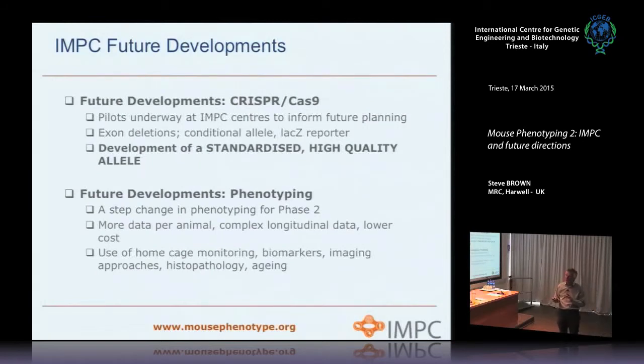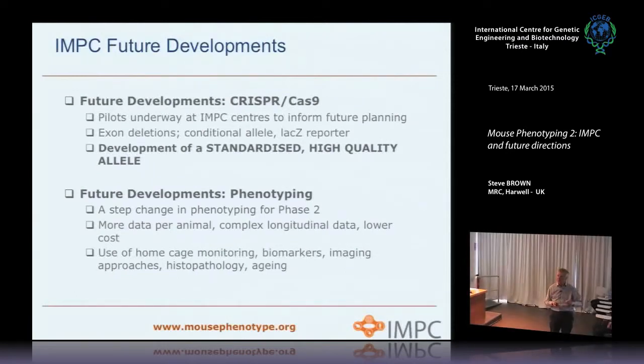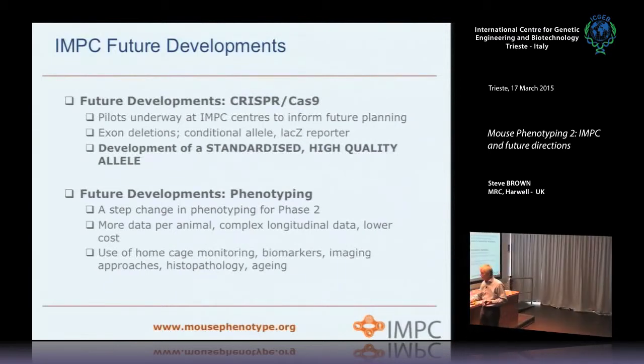And of course, future developments in phenotyping. For phase 2, we're looking at introducing some quite complex phenotyping technology, which will give us more sophisticated data at lower cost, and also longitudinal data. For example, home cage monitoring. Monitoring animals in their home cage over time, looking at behavioral and social interactions and so on. There are very sophisticated tools now that we're developing for doing that. And of course, looking at other possibilities for phenotyping, including having an aging component to the IMPC screen, which I talked about earlier.